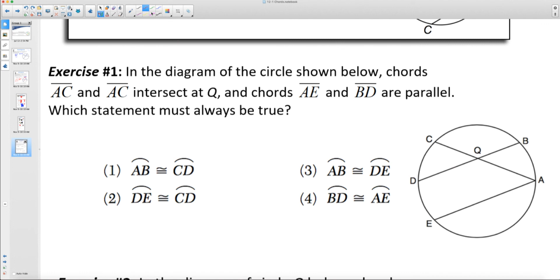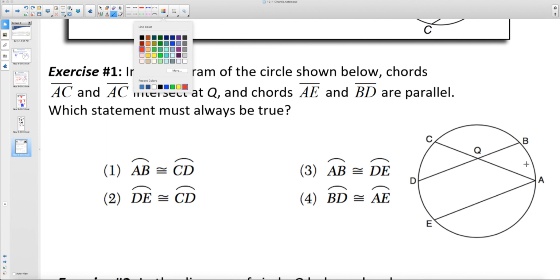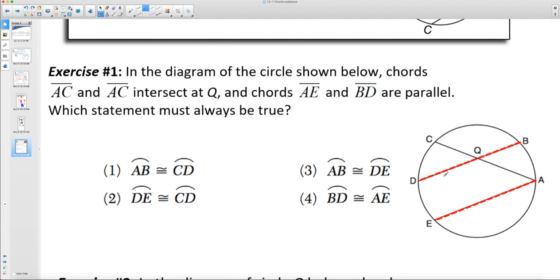Looking at this first one, if AE is parallel to BD, then which statement must also be true? Okay, if those are parallel, then arc DE and arc AB are going to be congruent. So let's see if we can figure that, if that's one of them. Yep, choice 3. DE and AB are congruent.